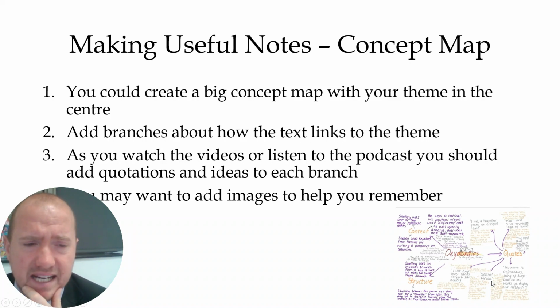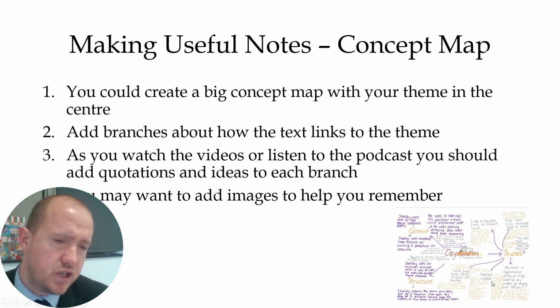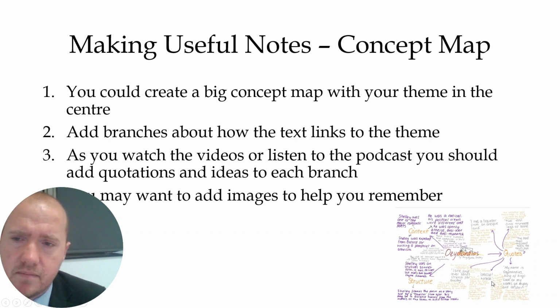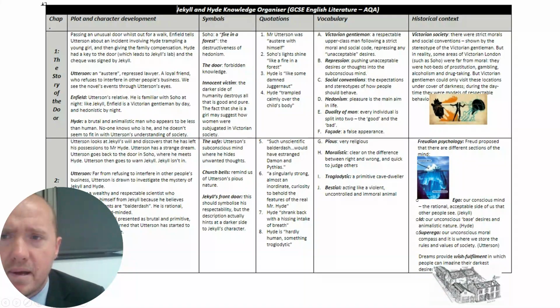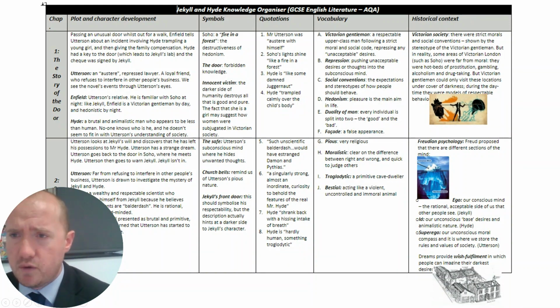It could be about a character from the play or novel. It could be about the novel itself. It could be about themes. You could pick a particular theme, such as guilt from Macbeth or terror from Jekyll and Hyde. Any of those themes, duality, repression, etc., and make yourself a concept map. To make your concept map, you could use things from your Jekyll and Hyde workbook.